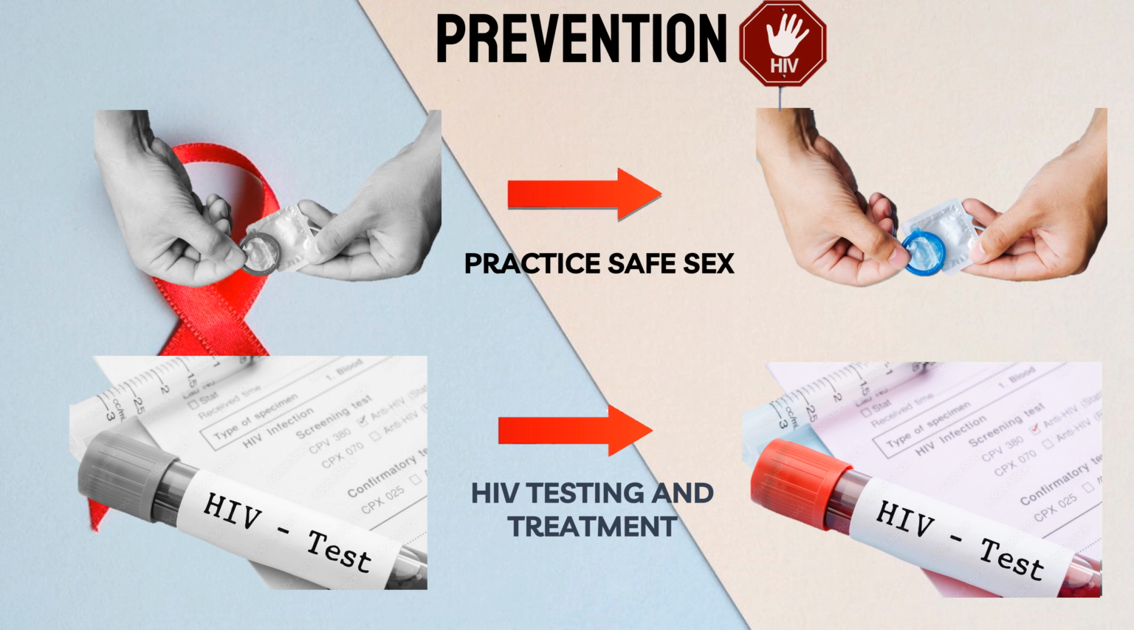Next is education and awareness. Comprehensive sex education and awareness campaigns play a crucial role in informing the public about HIV transmission, prevention methods, and risk reduction. Lastly, promoting access to health care. Improving access to health care, including HIV testing, treatment, and counseling services, ensures that individuals can receive timely care and support.